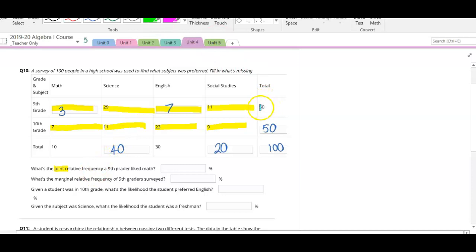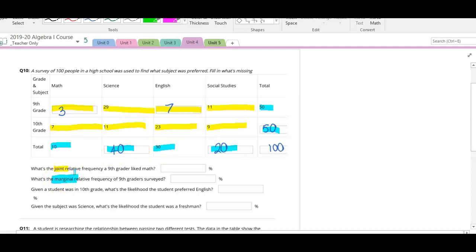versus the ones here around the edge, or the margins, are the marginal frequencies. These are the totals for each of the categories. The total 9th and 10th graders, the total of each subject. Those are going to be the marginal.